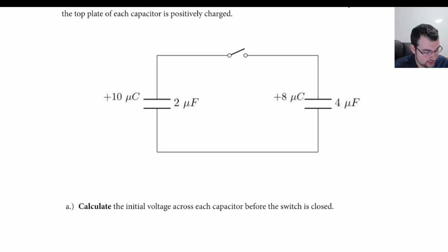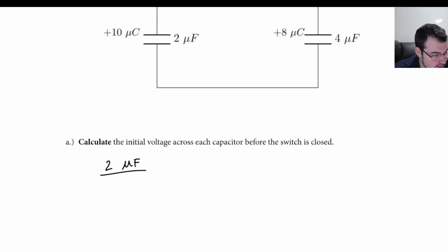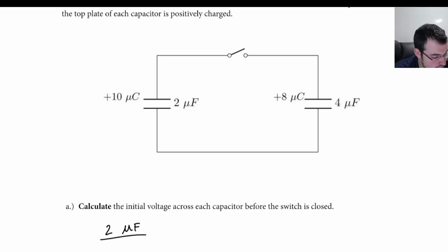So first, let's calculate the initial voltage or potential difference across each capacitor before we close the switch. So we have two capacitors. We have the 2 microfarad, and then we have the 4 microfarad.